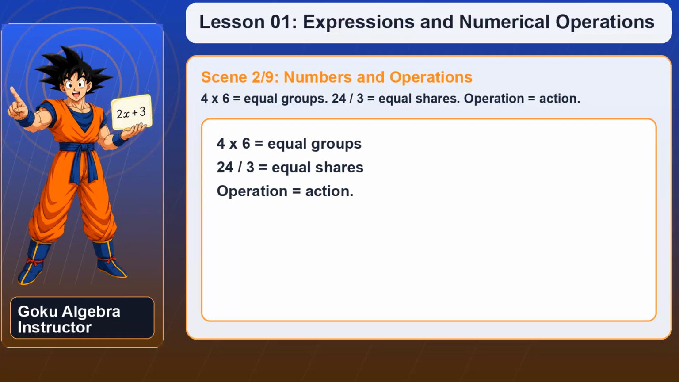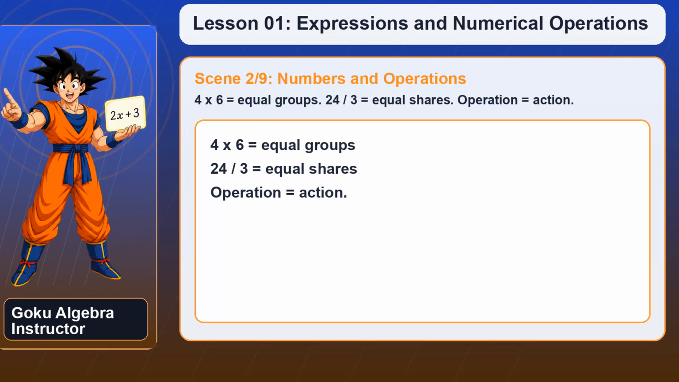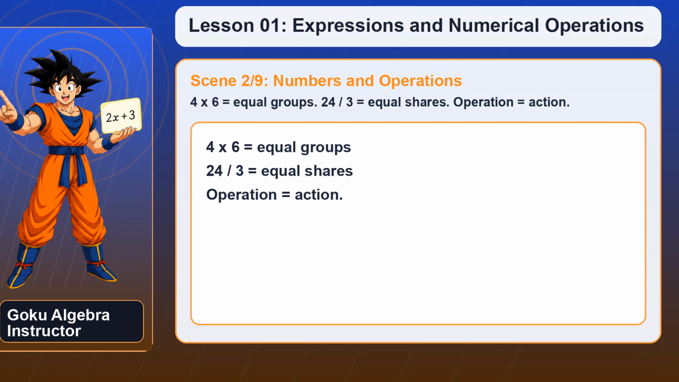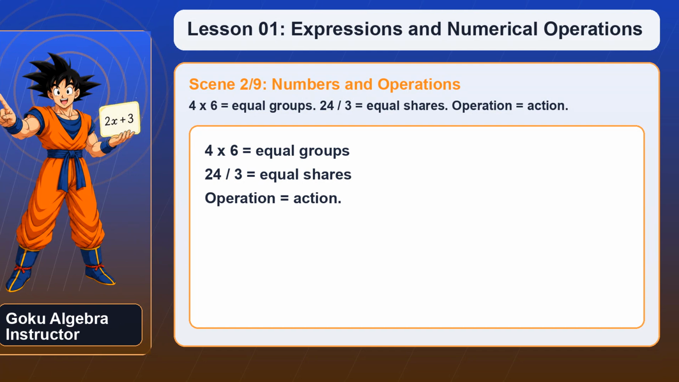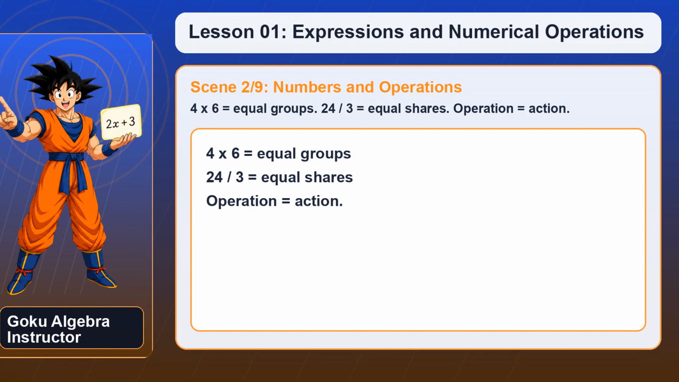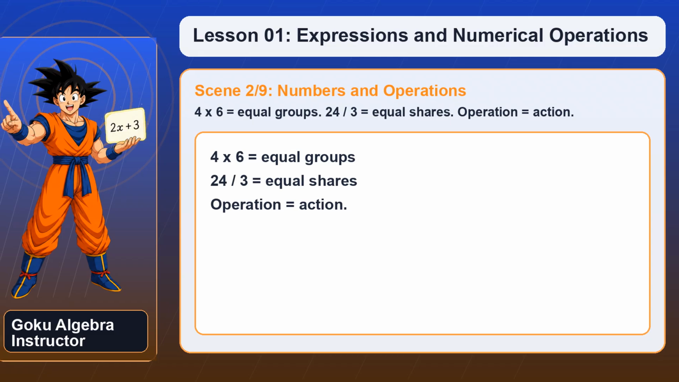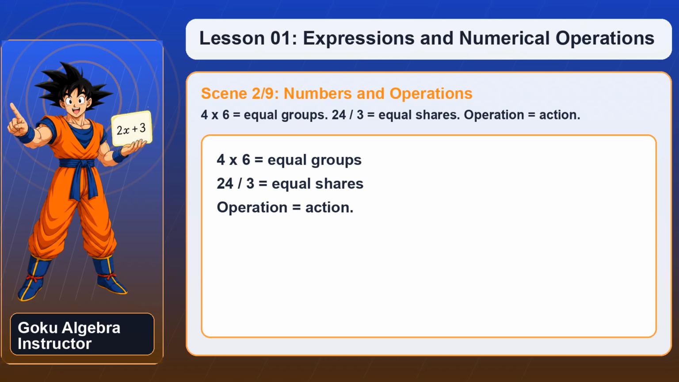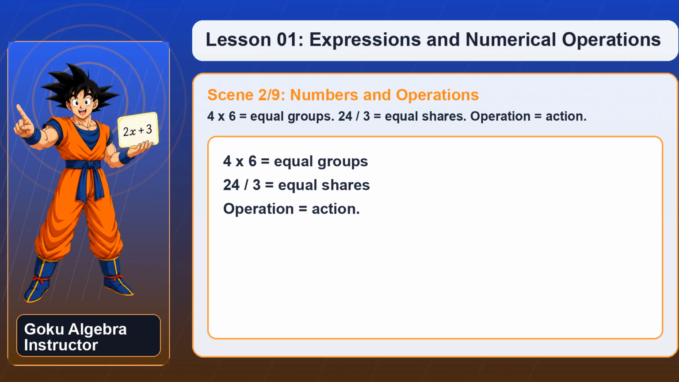A numerical operation is an action we do to numbers. Addition joins amounts. Subtraction finds what is left or the difference. Multiplication makes equal groups. Division splits into equal groups or finds how many groups fit. Here is the important idea: operations tell a story.